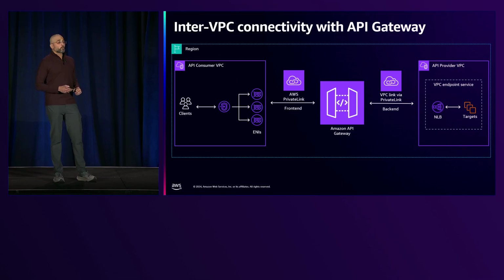Now, if you want to expose your APIs just internally within your AWS environment and restrict access to the public internet, you can use private APIs. API Gateway supports private APIs through its integration with AWS PrivateLink.